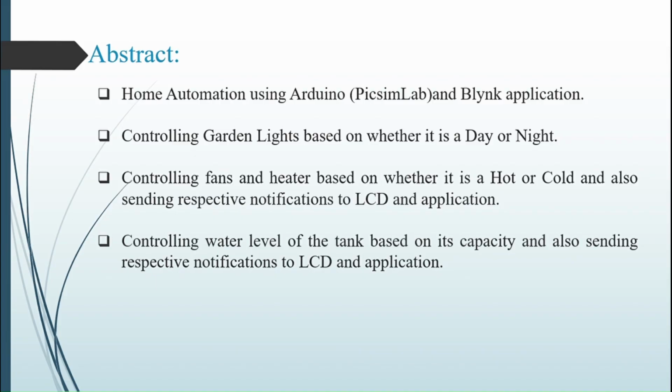The extract of our project is as follows. First is home automation using Arduino and the Blynk IoT app. In this, we are using Arduino in the PicSimLab simulating app. Next is controlling the garden light based on the time, that is day or night. When it comes to night, the light should automatically turn on, and in the daytime, it should be off completely.